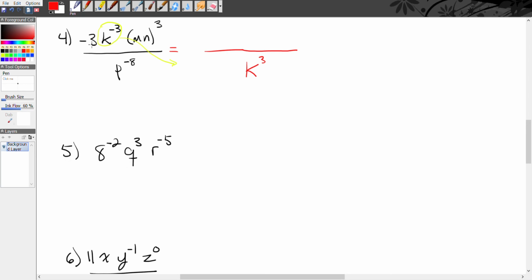Now, how about this negative 3? This negative 3 is going to stay. So negative 3 times, now this mn to the third power, that's a positive exponent, so that's not moving anywhere. But what I want to do is distribute this exponent of 3 to each piece of this mn inside the parentheses. So I'm going to distribute the exponent of 3 to m, and I'm going to distribute it to n. So in other words, this looks like negative 3 times m to the third power times n to the third power.